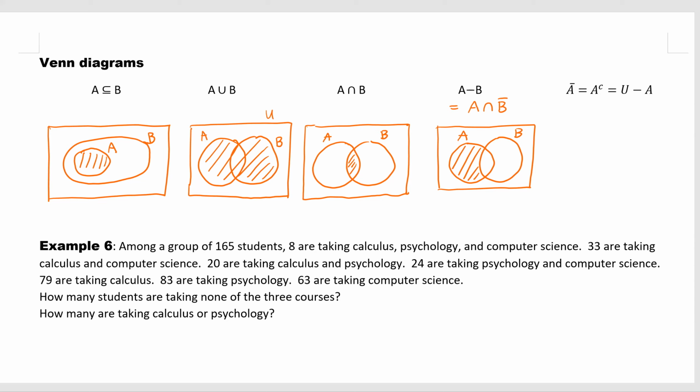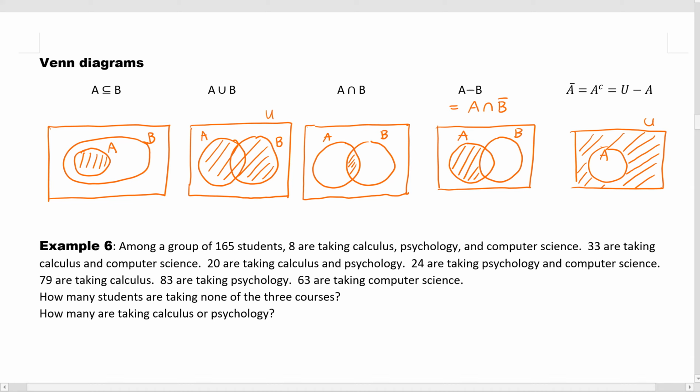Okay, so next, A complement. Well, we have the universal set, we have the set A, and then A complement will be everything outside of A, right? So this is the A complement. I drew it in A, so let me draw it better. Okay, so this is the A complement, and U is the universal set. So this is the Venn diagram. So far, so good, everybody?